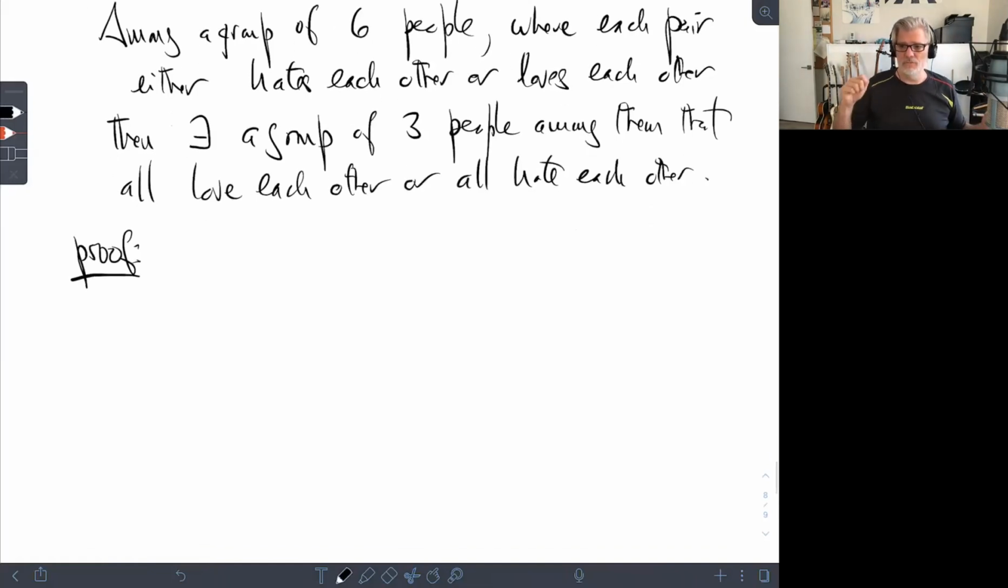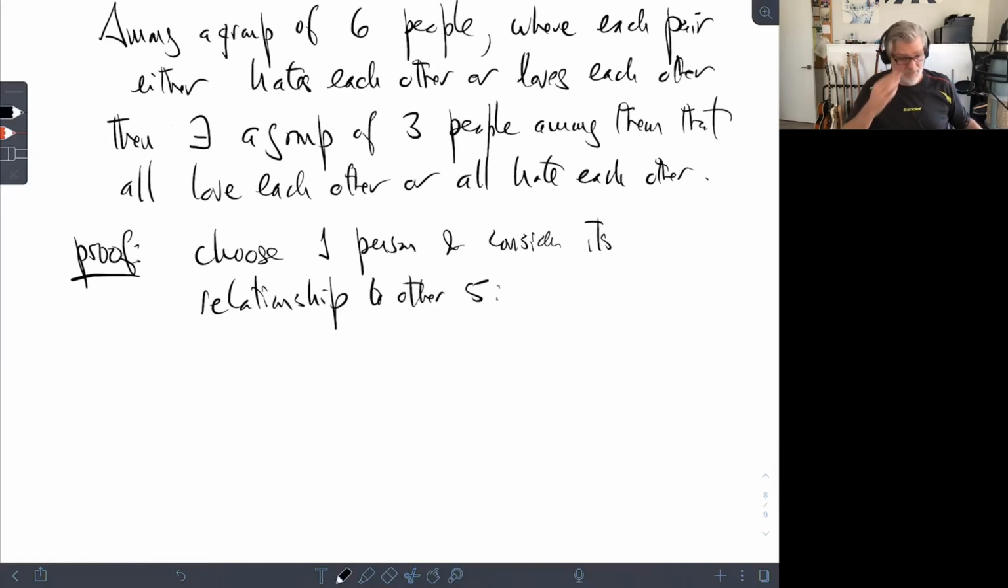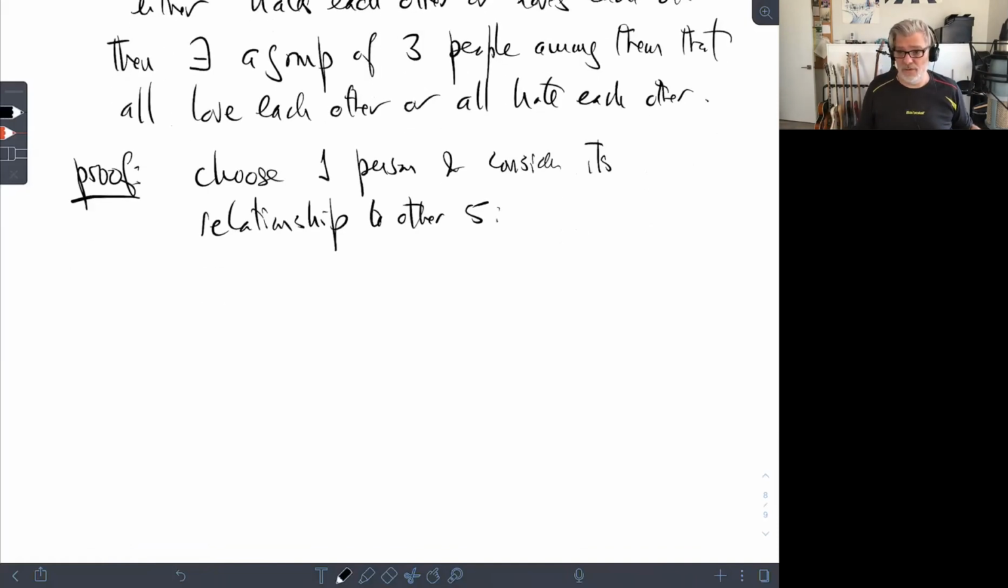Okay, so what I'm going to do to visualize this is choose one of these people, just choose one person, and consider its relationship to the other 5. And I'm going to draw this, okay? In chapter 10, which we're going to start this week, we're going to talk about graph theory, and this is really a theorem about graphs.